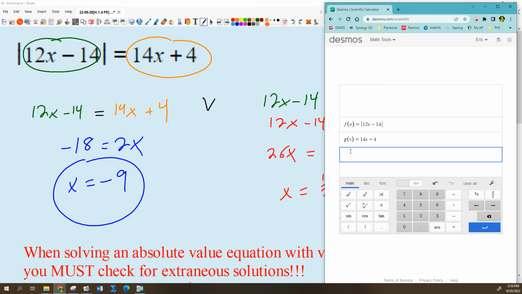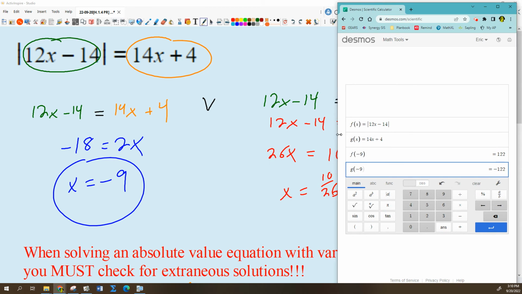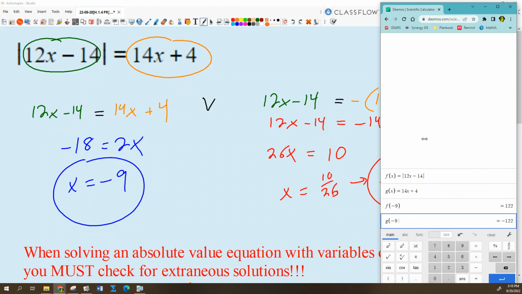I'm going to check them both for -9. So f of -9 gives me back positive 122. What should g of -9 give me? Should give me 122, right? But it doesn't. It gives me negative 122. So you tell me, is -9 a solution? No, it's not, because I got different answers.